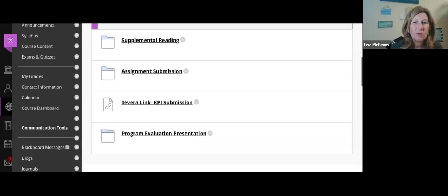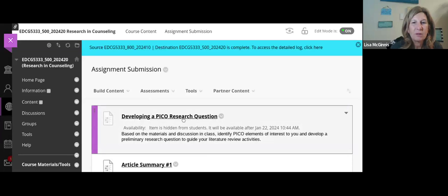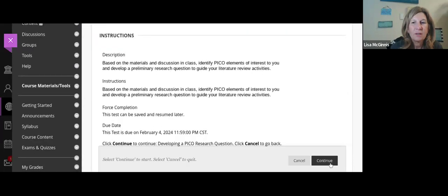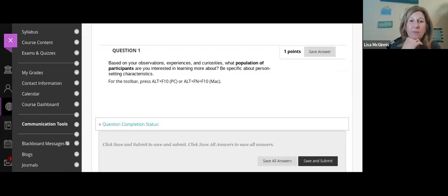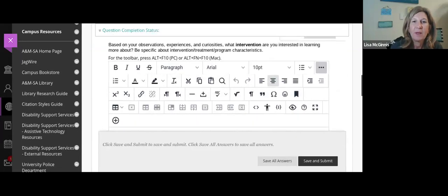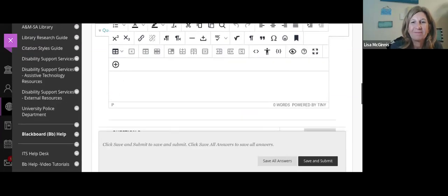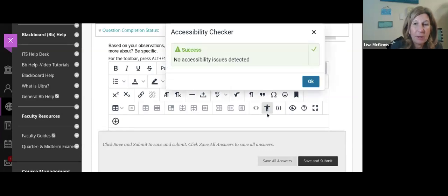So within your Blackboard, you're going to go down to assignments and developing a research question. And I just want you to see that it's laid out in the format that you're going to present. So, based on your observations, experiences, and curiosities, what population of participants are you interested in learning more about? Be specific. So we write that down. Based on your observations, experiences, and curiosities, what intervention are you interested in learning more about? Be specific. Based on your observations, experiences, and curiosities, what comparison are you interested in learning more about? Again, the comparison can be nothing at all.